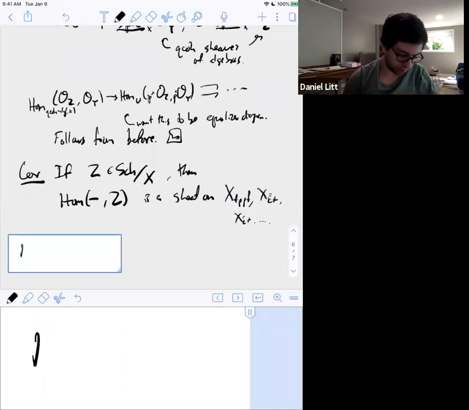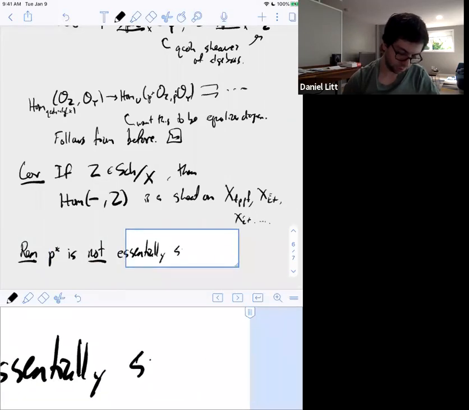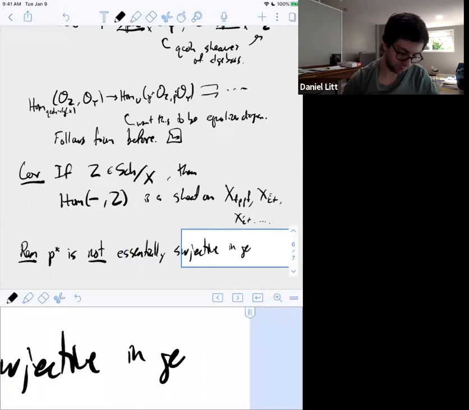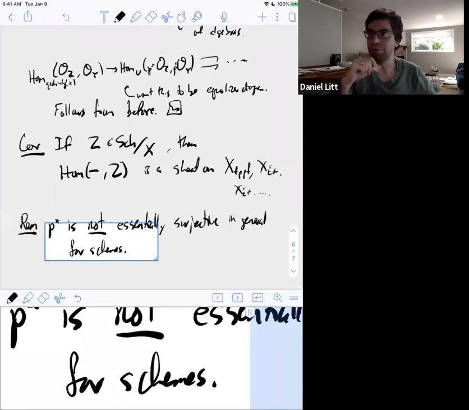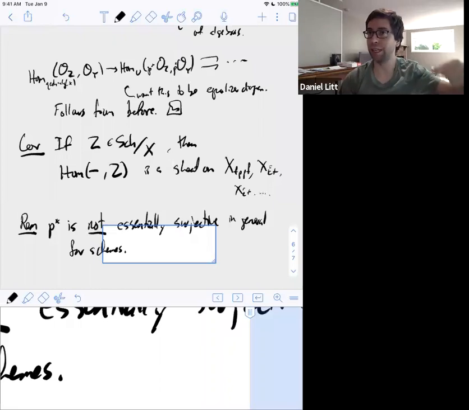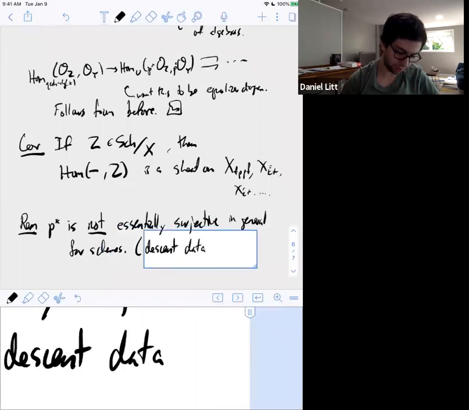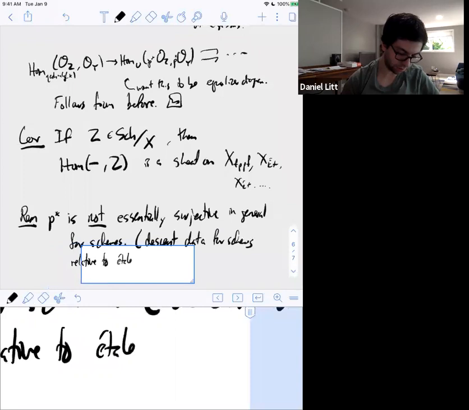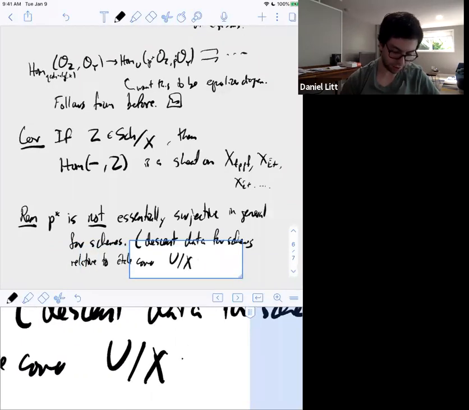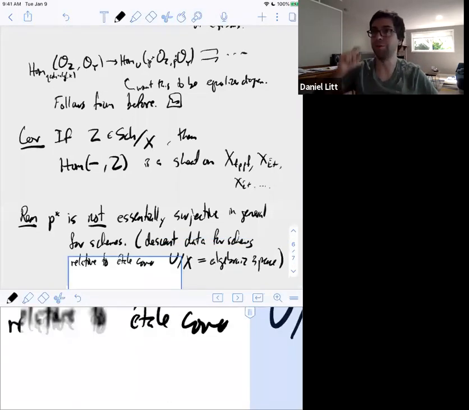All right, so maybe let me make some remarks. So first of all, this pullback is not actually essentially surjective in general for schemes. There's actually a word for descent data along an étale cover: descent data for schemes relative to an étale cover U over X is called an algebraic space. So if you have ever wondered what an algebraic space is, now you know.